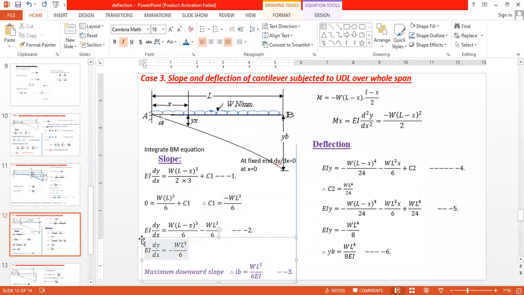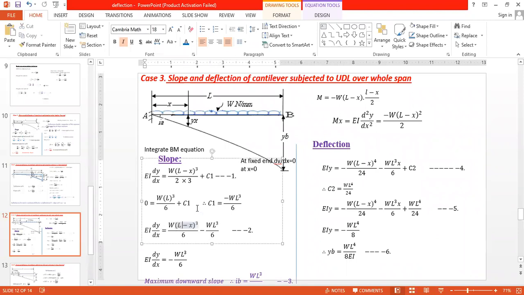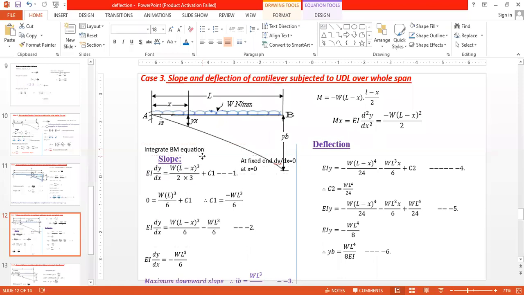After that you put this value of c1 in this equation. Now your equation becomes EI dy by dx equal to w into (L minus x) cube divided by 6, minus wL cube divided by 6. Okay, this is your slope equation.